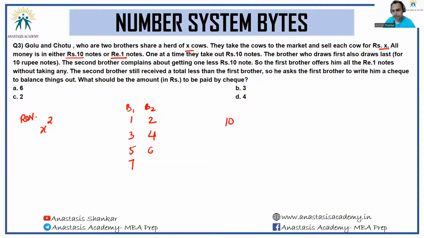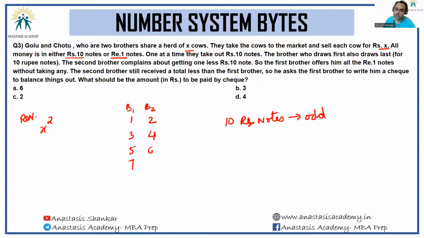Effectively, they're selling me 10 rupee notes. The total number of 10 rupee notes that they had was odd. Okay. The second brother complains about getting one less 10 rupee note. Cool. Which is also confirmed by the fact that 10 rupee notes were odd. So the first brother offers him all the rupee 1 notes without taking any. Because he had an extra 10 rupee note, he tells the other brother, you take all rupee 1 notes, I will not take any.